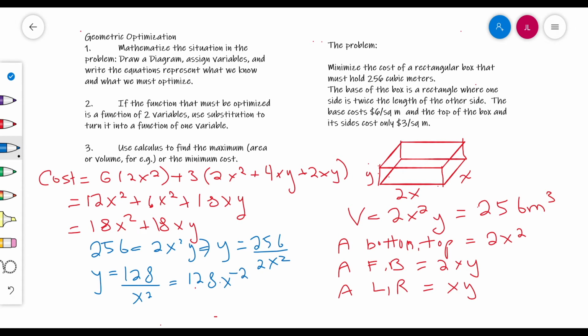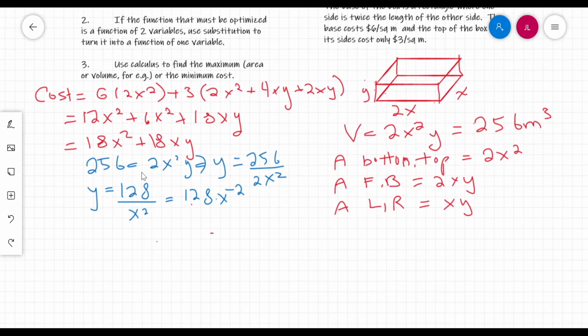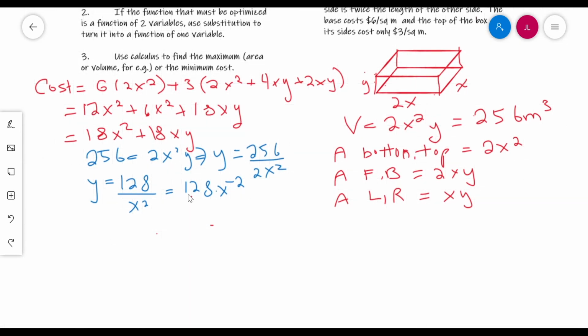Sometimes it's more convenient to write it as an exponent. We're just going to scroll up a little bit so that we have room to continue. We're going to substitute this value for y into this equation.